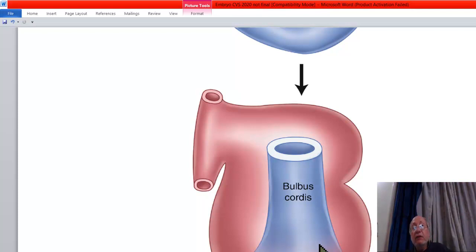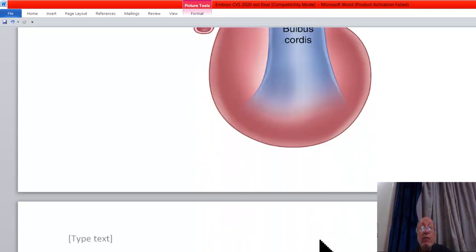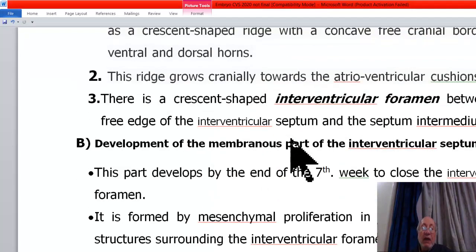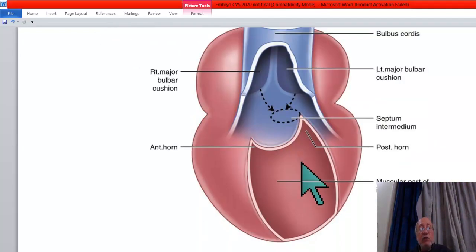We want to divide this chamber to the left side, left ventricle, and the right side, right ventricle. How to divide the common bulboventricular chamber? By formation of the interventricular septum. We know from anatomy that the interventricular septum has two parts: muscular part and membranous part.